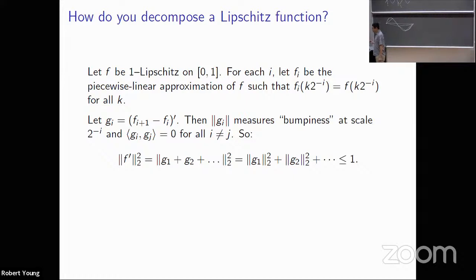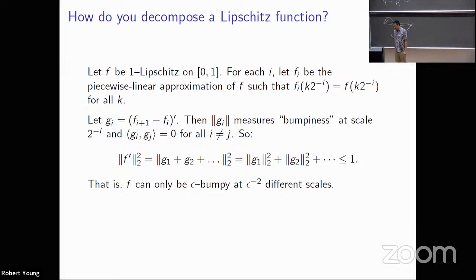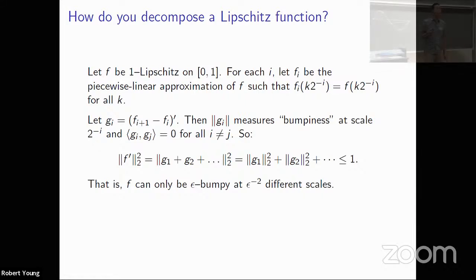And so the square of the norm of f prime is equal to the sum of the squares of the norms of the g sub i's. And because f prime is between -1 and 1, because the function is 1-Lipschitz, this norm has to be at most 1. The sum of the norms of the g sub i's has to be at most 1. And so you can't have more than epsilon to the -2 of the g sub i's that are bigger than epsilon.